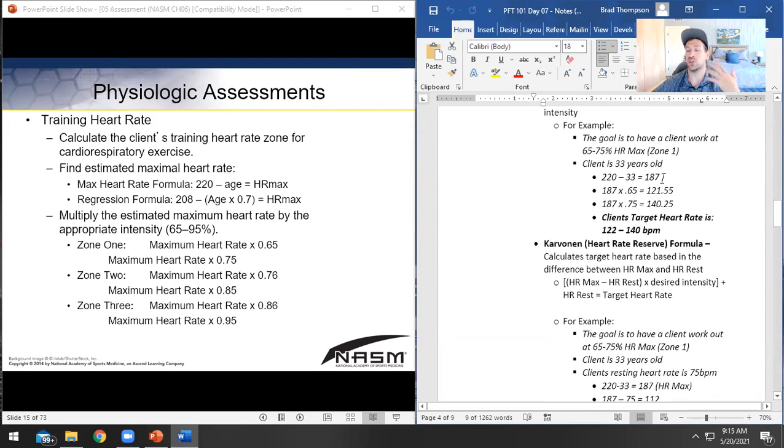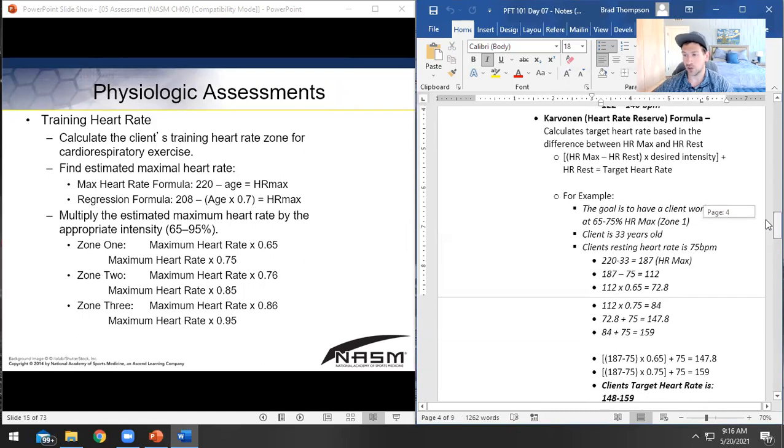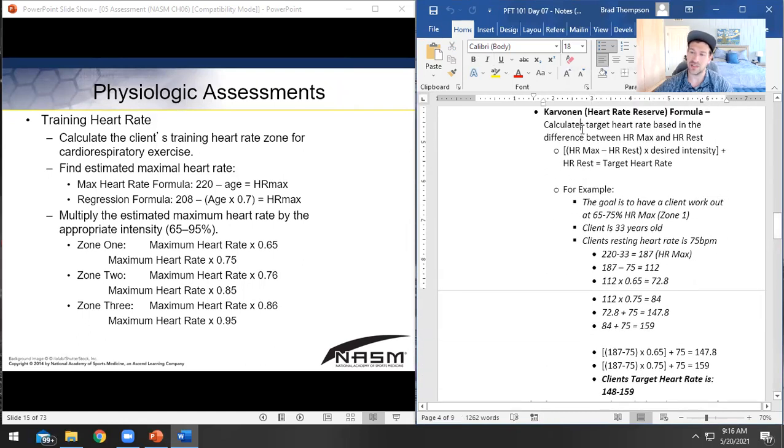So for example, the goal is to be at 65 to 75% of your heart rate max. 220 minus 33, that's 187. 187 times 65, 187 times 75. That gives us that 121 to 140 range that we talked about. Well, 122 because we round up. That's the straight percentage formula, okay? And that's really good at first, but like I said, it's not very specific to your client.